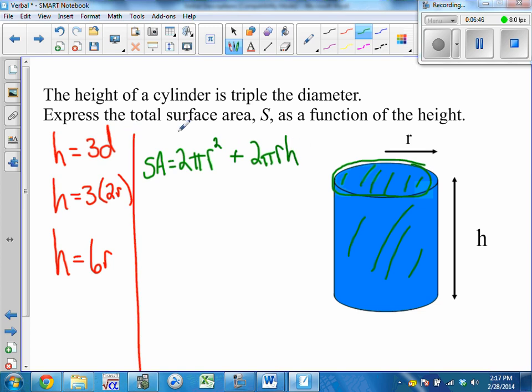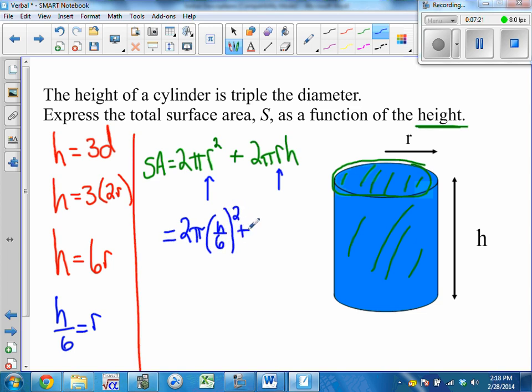Now, we want to express the total surface area as a function of the height. That means I only want h's in my equation. And I have 2 r's there. So I want to get rid of those and rewrite them in terms of h's. And this is where I use this piece over here. I know h over 6 is r. So I can plug that in. And I can get 2 pi h over 6 squared plus 2 pi h over 6 times h.